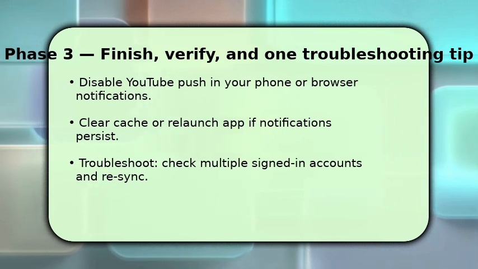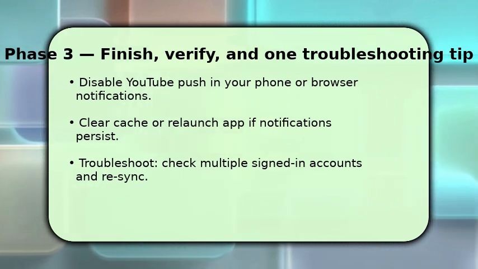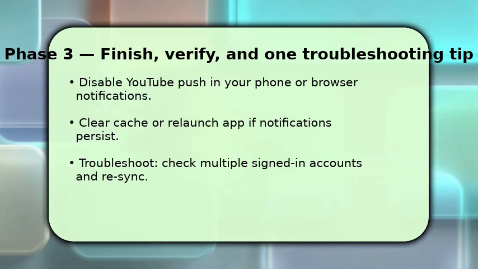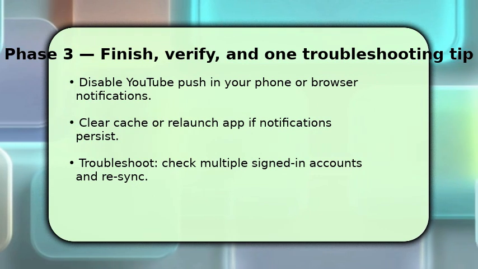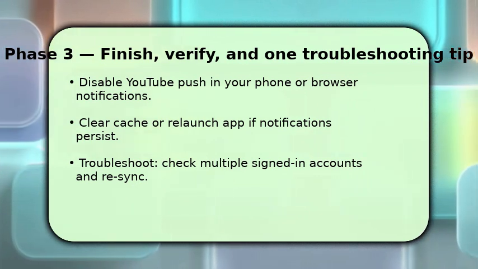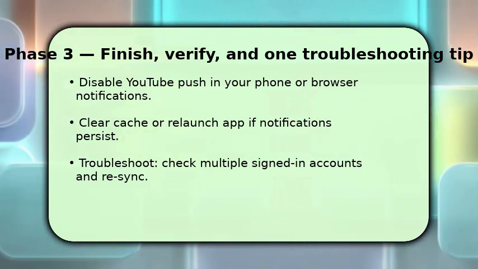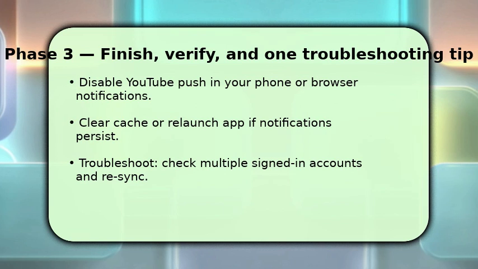After changing both YouTube and device settings, force close and reopen the app or clear the browser cache to ensure changes take effect. If notifications keep arriving, make sure you're signed into the same account you adjusted. Also check secondary accounts and resync settings.